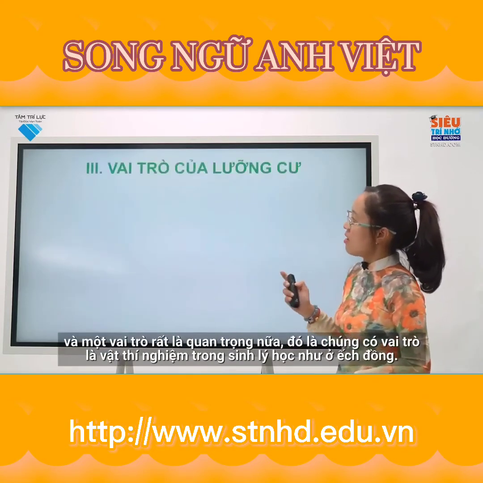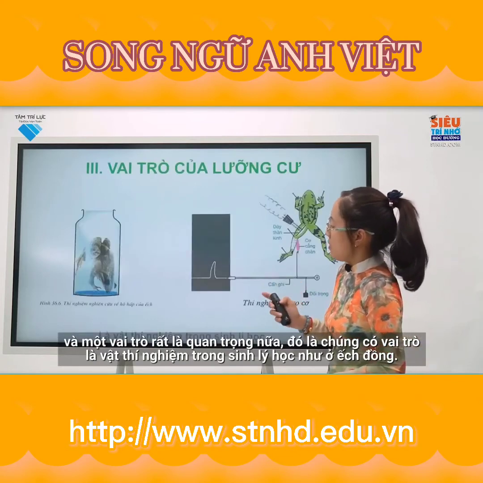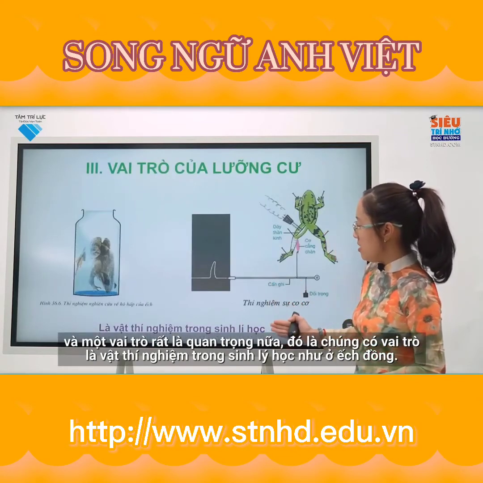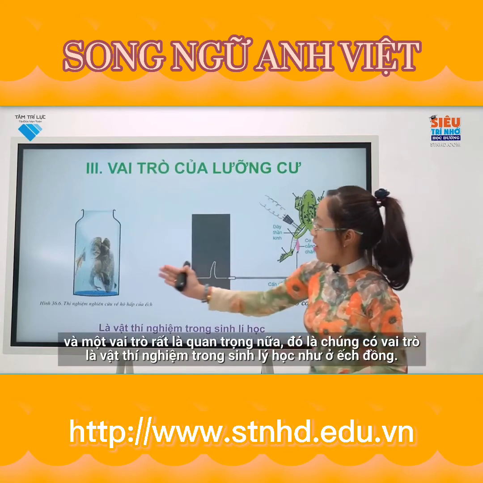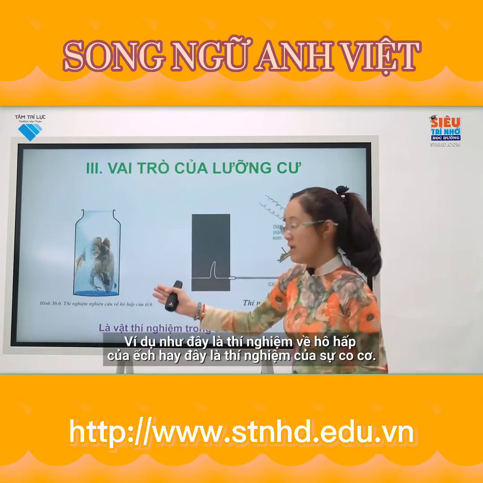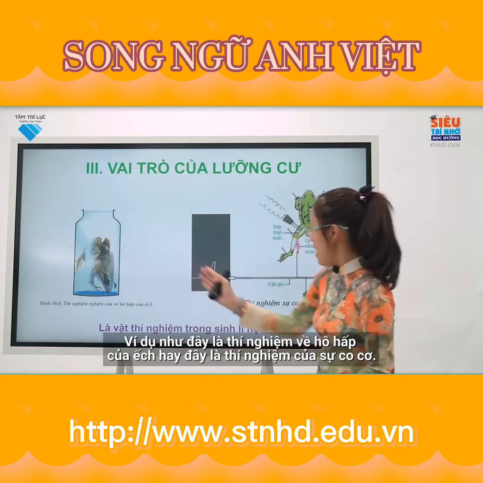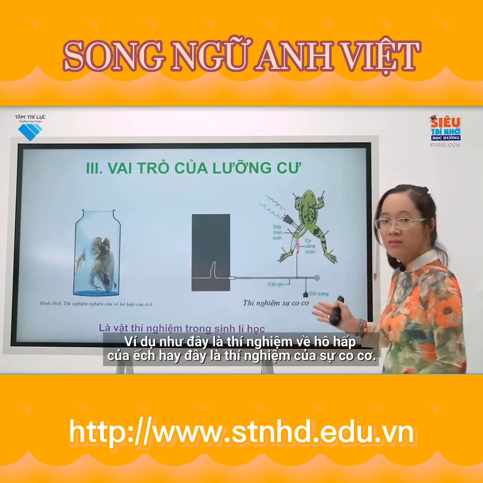And another very important role is that they act as experimental subjects in physiology, like the field frog. For example, is this a frog breathing experiment or is this a muscle contraction experiment?